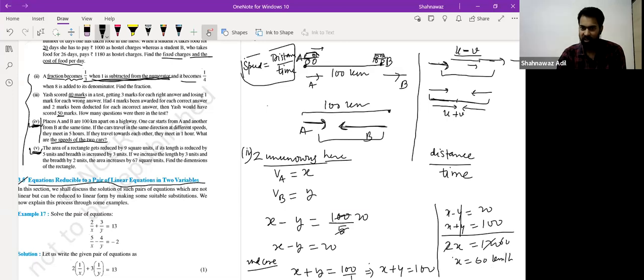And how much is y? X minus y is 20, so 60 goes here, right? X plus y is 100, so this is 60, and y will be 40.